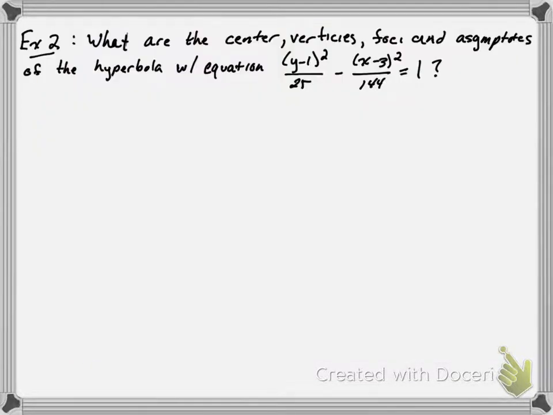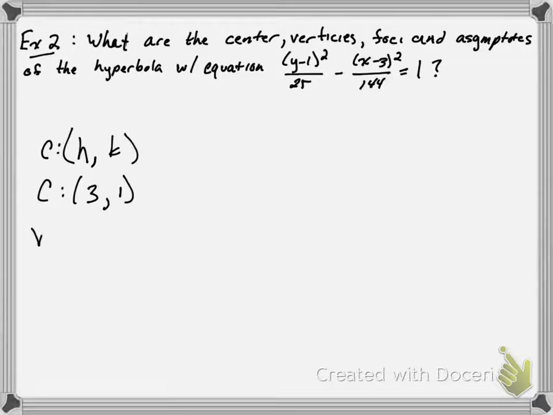So let's take a look here. Here they give me the equation. They want to know what the center, vertices, foci, and asymptotes are for the hyperbola with that equation. So again, what's my center? It's always h comma k, and the h is always after the x, opposite in parentheses as normal. So my center of this is going to be (3, 1).